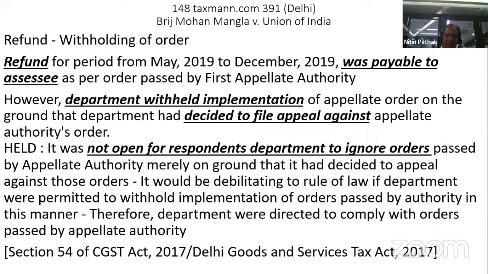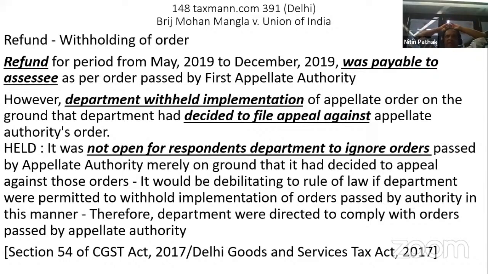The refund for the period from May 19 to December 19 was payable to the SSC as per the order of the AA authority. The authority has asked for the refund. However, the department withheld the implementation on the ground that the department is going to file an appeal. It was not open for the respondent department to ignore the order passed by the authority merely on the ground that it has decided to appeal against the order.